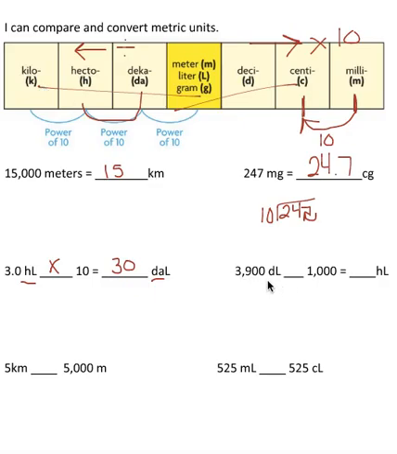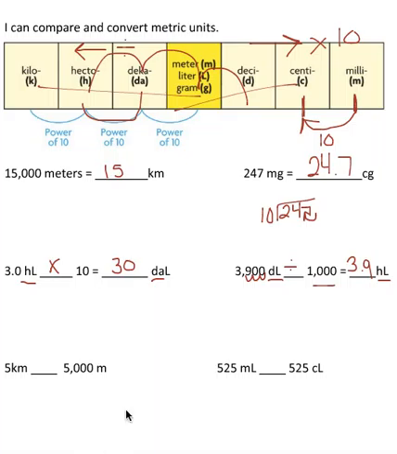So let's try another one. I'm going from a deciliter and I need to go to a hectoliter. So a deciliter is right here. That means I'm going 1 space, 2 spaces, 3 spaces. I went 3 spaces, which would be 10 to the third, which is 1,000. Remember, when you go to the left, you're dividing. So I'm going to divide. That means I'm moving my decimal place 3 spaces, which would be 3.9.